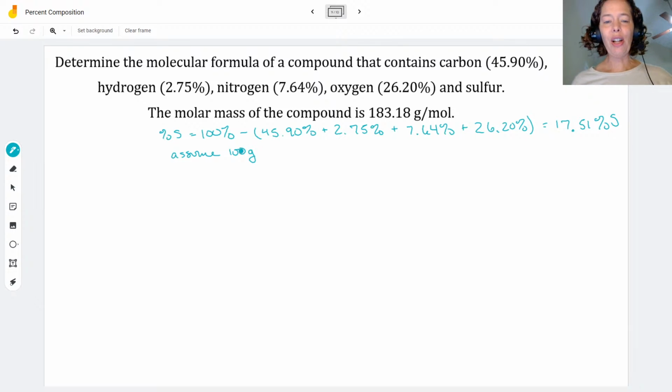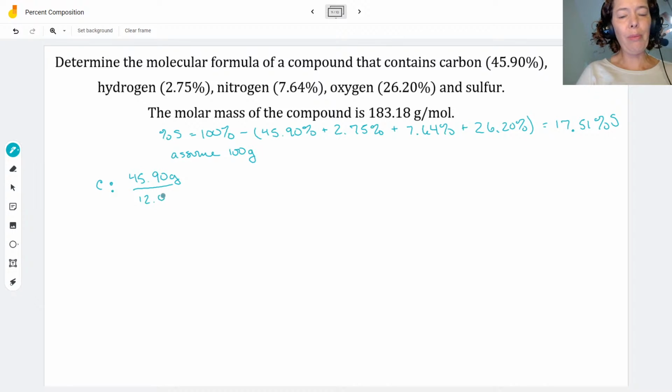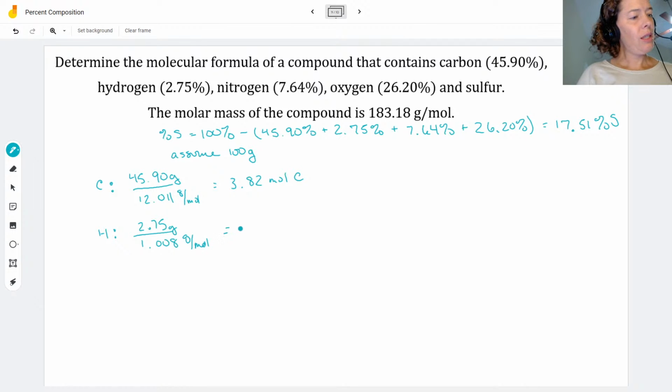So let's go through all of these. This one's going to take us a little bit longer just because we have more elements to get through, but again, the calculations are the same. Carbon, 45.90 grams over my molar mass of carbon gives me 3.82 moles of carbon. Going on to hydrogen, 2.75 grams over my molar mass of hydrogen. This gives me 2.73 moles of hydrogen. Next is nitrogen.